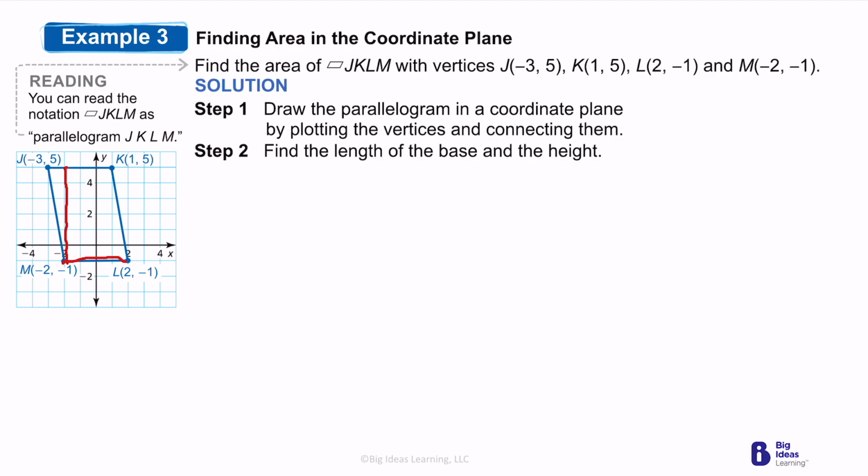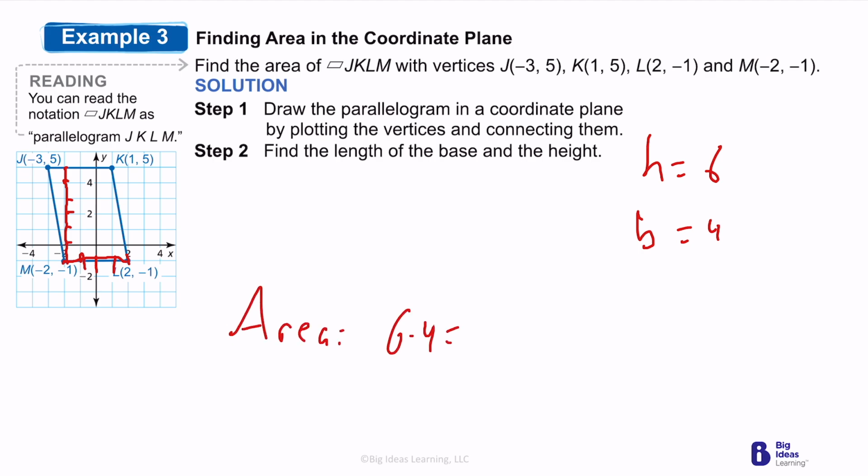So, to find the height's easy. You just got to count. 1, 2, 3, 4, 5, 6. So your height is 6. Now your base, again, is a nice straight line. We're going to count again. 1, 2, 3, 4. So your base is 4. So your area is 6 times 4, which is 24 units squared.